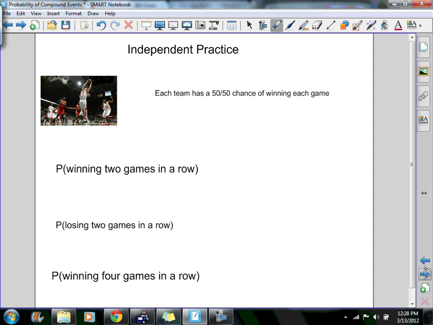Alrighty, so let's do some independent practice. Each team has a 50-50 shot of winning each game, meaning they have a 1 out of 2 chance to win. So it asks you, what is the probability of winning 2 games in a row? Well, if you have a 50-50 chance of winning game 1, that's a 1 out of 2 chance to win game 1. And if you have a 50-50 chance of winning game 2, that's a 1 out of 2 chance to win game 2. You simply multiply those together to get a 1 out of 4 chance to win both games in a row, or 25%.